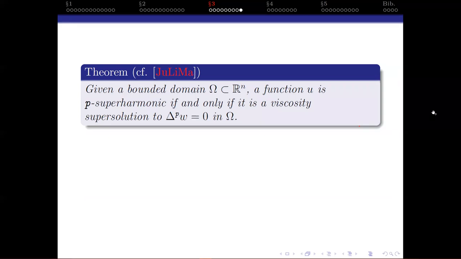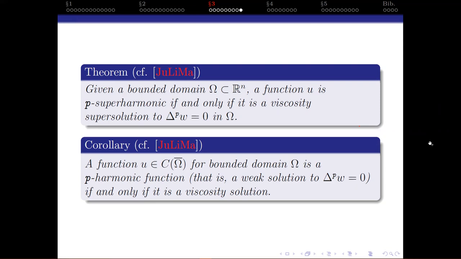We have also this theorem here from Juutinen, Lindqvist, and Manfredi, that if you're given a bounded domain Omega in R^n, a function u is p-superharmonic if and only if it is a viscosity supersolution to the p-Laplacian in Omega. And as a corollary, we can show then that p-harmonic functions and viscosity solutions and weak solutions are all one and the same for bounded domains in R^n.